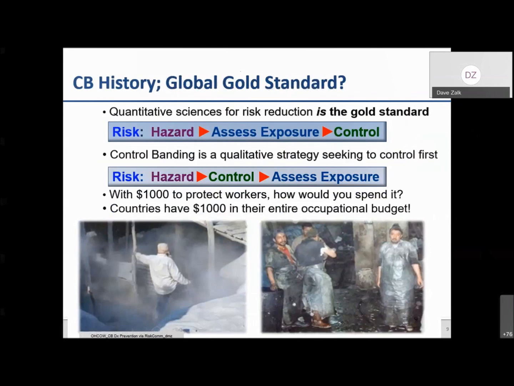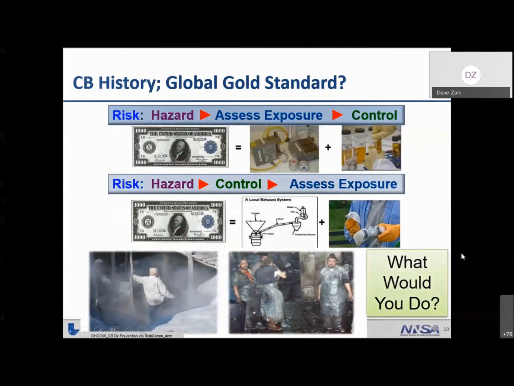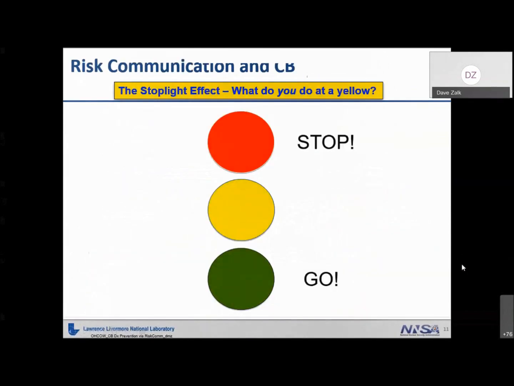However, if you're looking at those workers below and then you bring yourself into their country where you only have $1,000 to protect the workers, how would you spend it? And I should remind you that in a lot of countries around the world, the entire occupational health budget for the nation can be around $1,000. So how would you spend that money? What would you do?